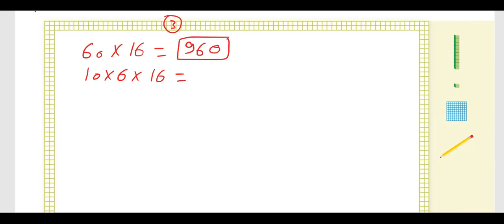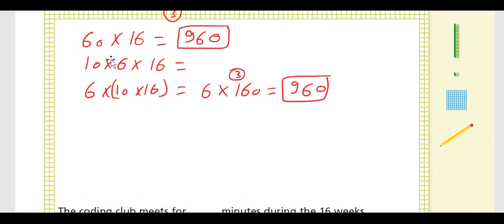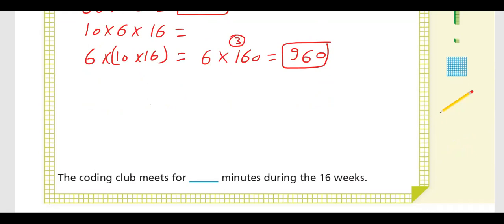Here we can use the associative property. So it will be 6 times 10 times 16. Put them in parentheses. So it will be 6 times 16 times 10, 160. So put 0. 6 times 6, 36. Right, 6 carry 3. 6 times 1, 6, and 3, it will be 9. So our answer is 960.